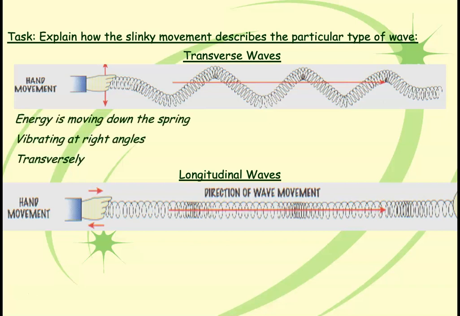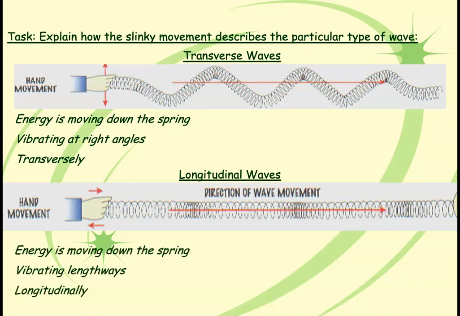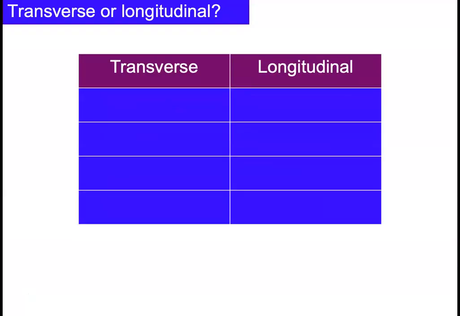Explain how slinky movement describes a particular type of wave. If you were to describe a transverse wave, you will just say the particles are moving at right angles to the direction of wave travel. And for longitudinal, the particles are moving parallel to the direction of wave travel.